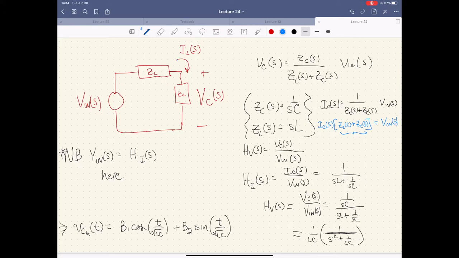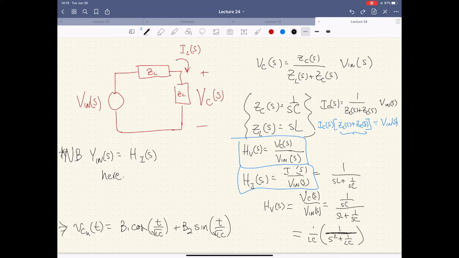So what we end up with then is two different versions of the transfer function, just like we have in the past. And for H_I(s), it starts out as I_C over V_N. I'm sorry, I_L, whatever, it doesn't matter. The book has it as I_L, it's the same current, right? It'll be consistent though. I_L(s), it's the same thing either way. Anyways, so you end up with this expression here.